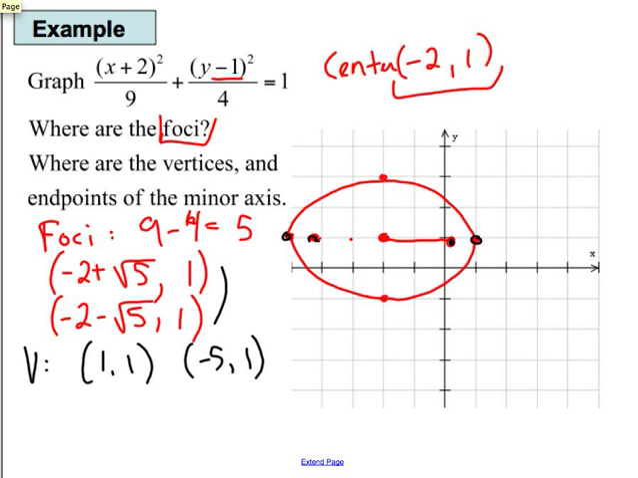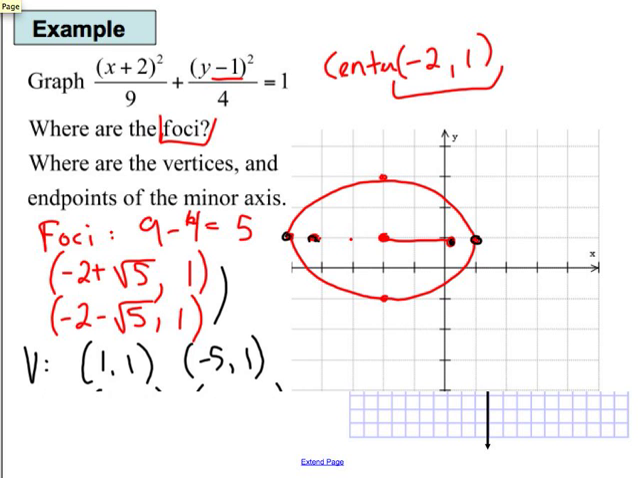And the endpoints of the minor axis, I'll just label that E. The endpoints of the minor axis are at (-2, 3) and (-2, -1). And those are the key points. We're going to do one more example, and then you'll get to your checkpoints.